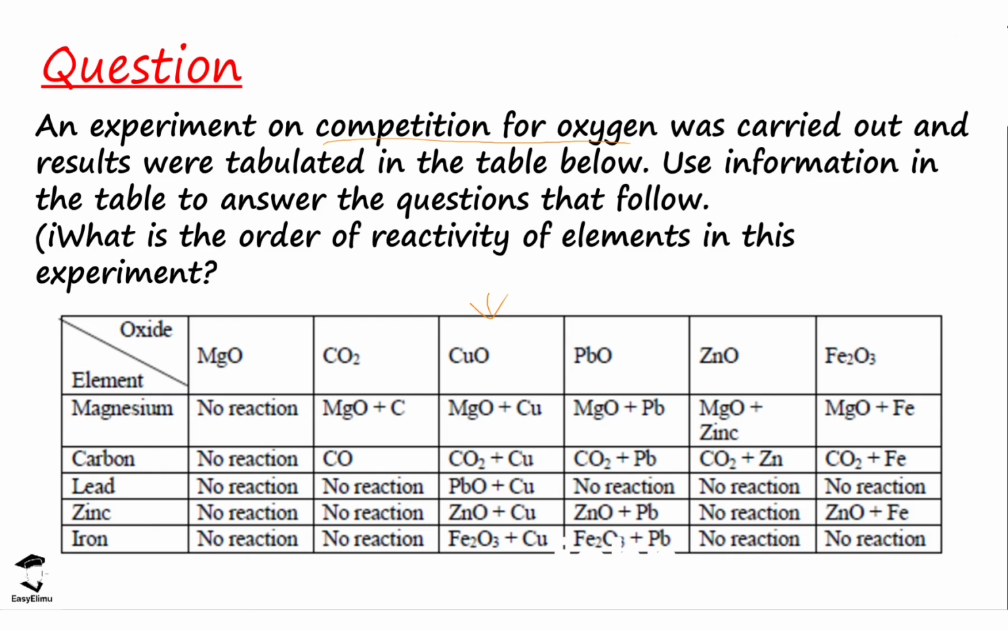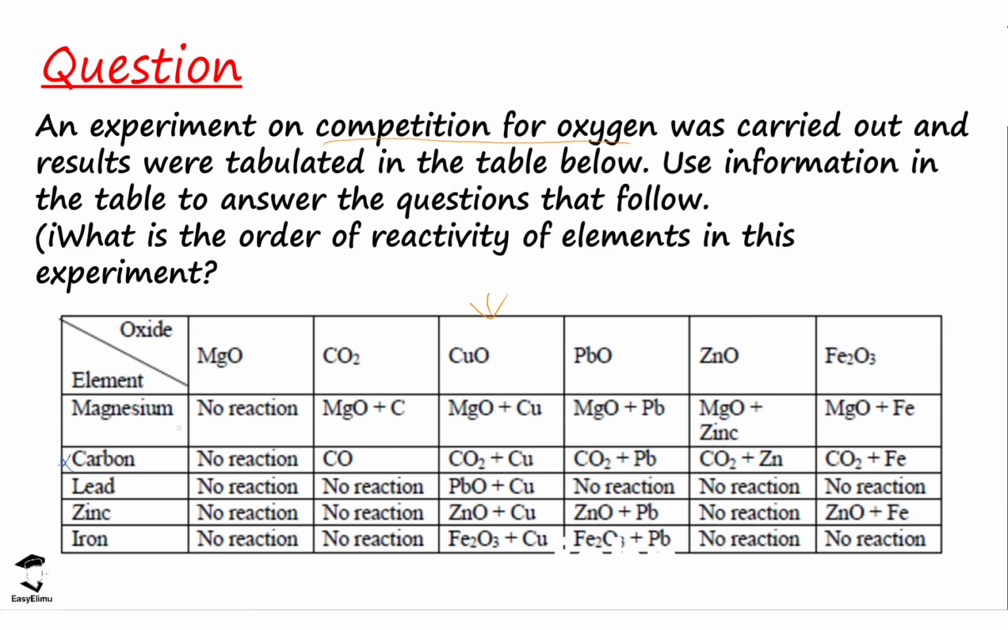So we are going to do this slowly. First, we are going to look at the reactions. First of all, you look at the elements. We have magnesium, carbon, lead, zinc, and iron. I know carbon is something we have not discussed yet. We might have to not use it in our answers. So we are going to concentrate on magnesium, lead, zinc, and iron.